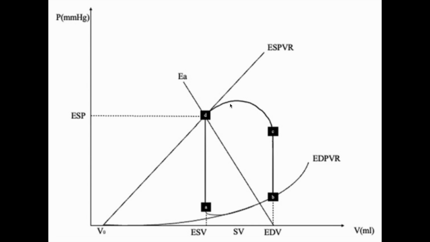From point C to point D, what we get is called the ejection phase, where the aortic valve opens and the blood is ejected into the arterial system until the end systolic pressure is reached. This is the end systolic pressure. And the stroke volume here is defined as the end diastolic volume minus the end systolic volume. So this minus this will give us what is called the stroke volume.